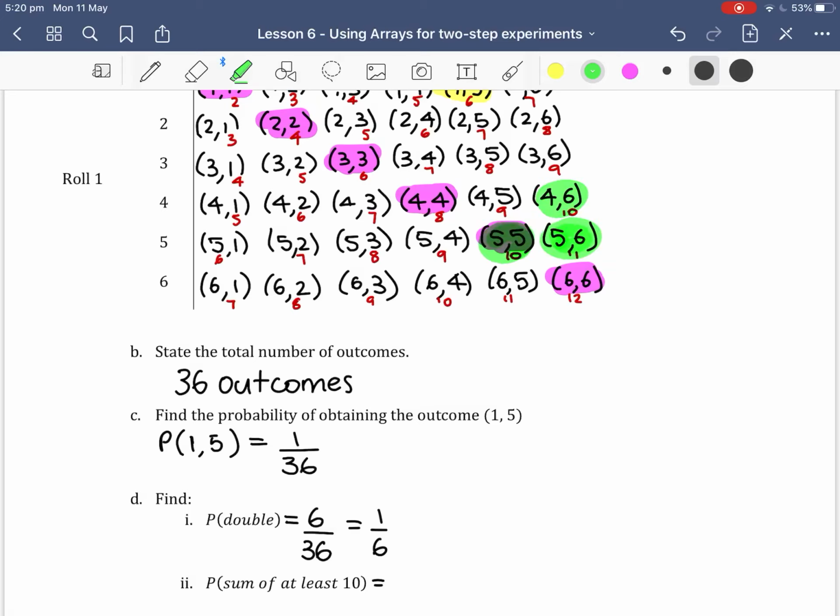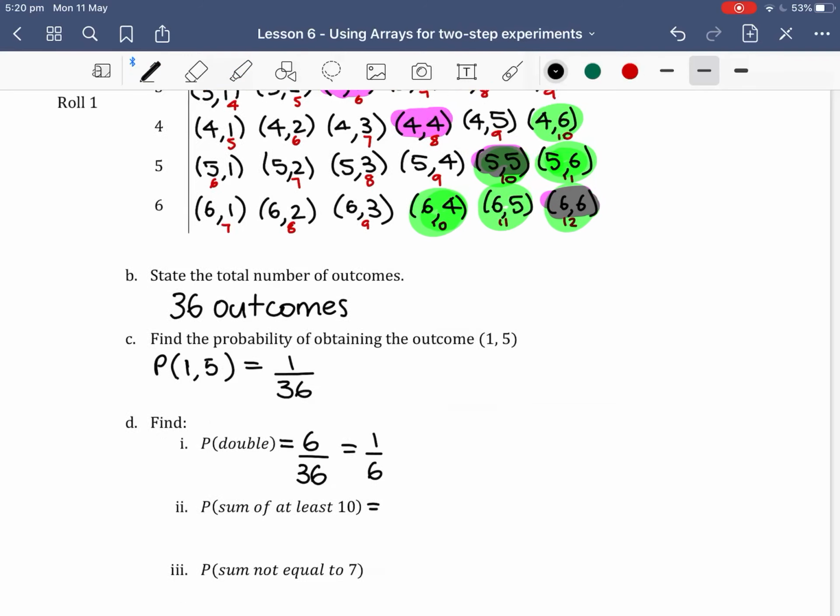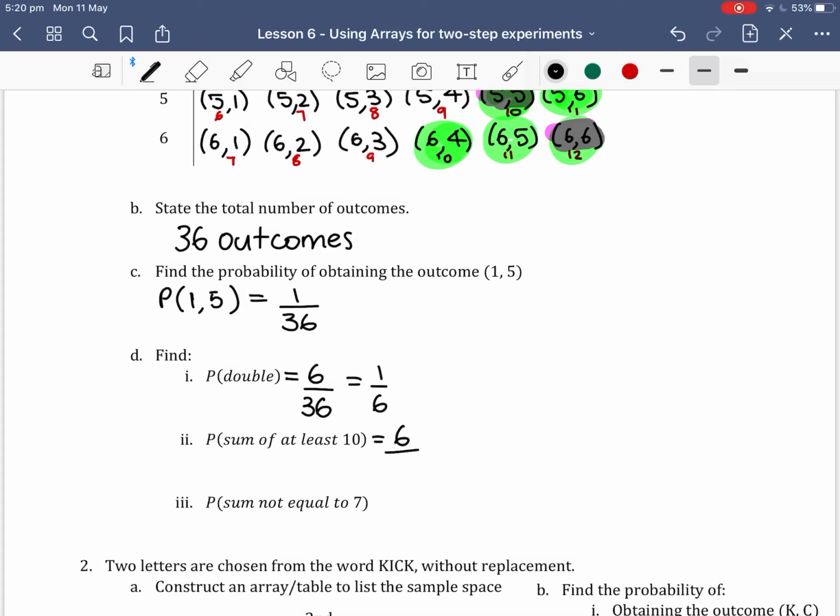So the outcomes that have a sum of at least 10 are this one here, this one here, this one here, this one here, this one here, and this one here. So there's only 1, 2, 3, 4, 5, 6 of those. So the probability of a sum of at least 10 is going to be 6 over 36, which again equals 1 over 6.